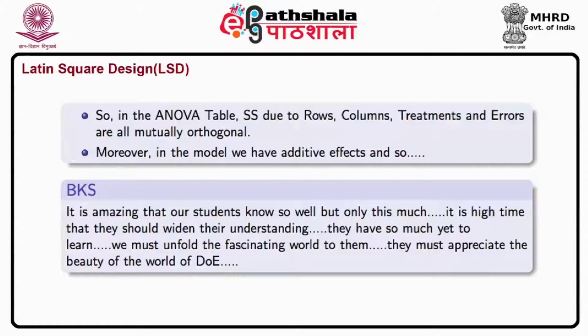So, in the ANOVA table, the sums of squares due to rows, columns, treatments and errors are all mutually orthogonal, as you have just said. Moreover, in the model we have additive effects, and so we can talk about the computation of error sum of squares, the computation of the error degrees of freedom, and everything follows in a routine manner.